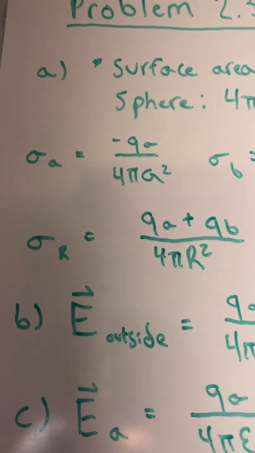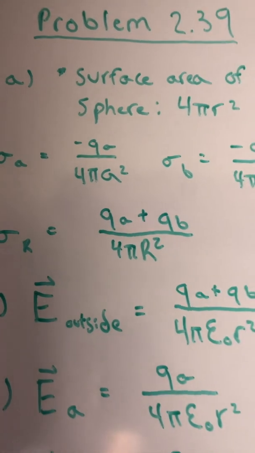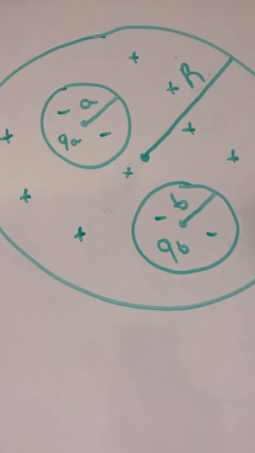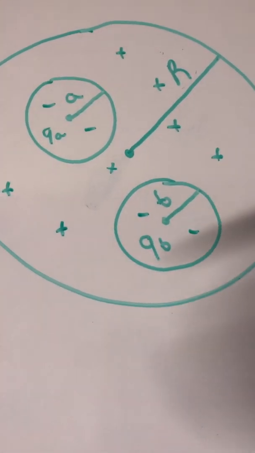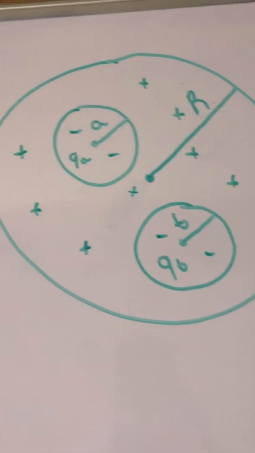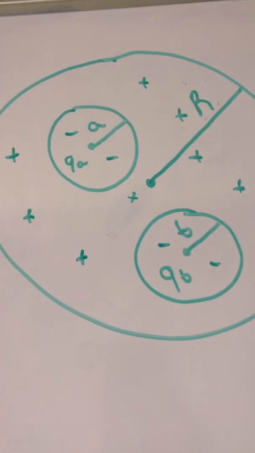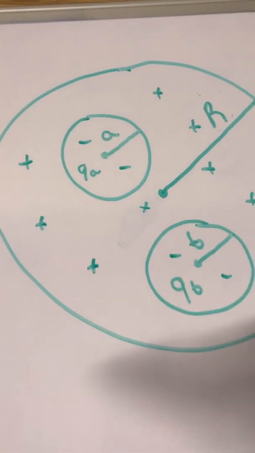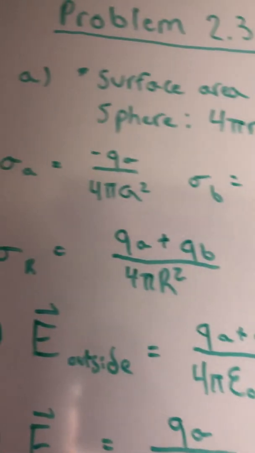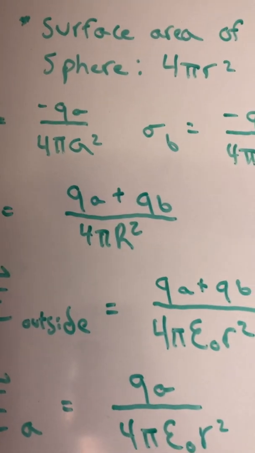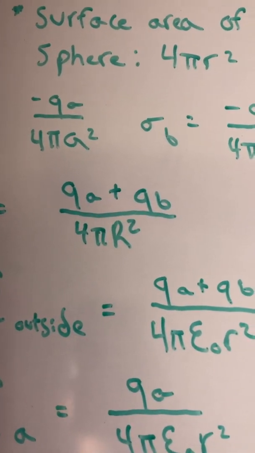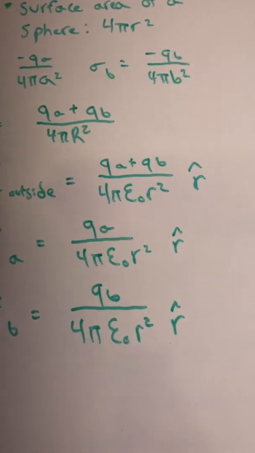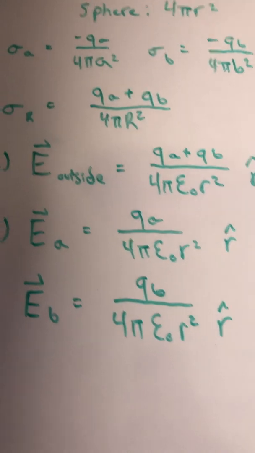And then with sigma R, basically because there's an induction occurring on the sphere, both Q_A and Q_B, the charges in the cavities, induce charges. There's a negative charge created on the cavity walls because of the induction, and that creates a positive charge on the actual surface of the sphere. Sigma R is going to have Q_A added with Q_B, over 4 pi big R squared.